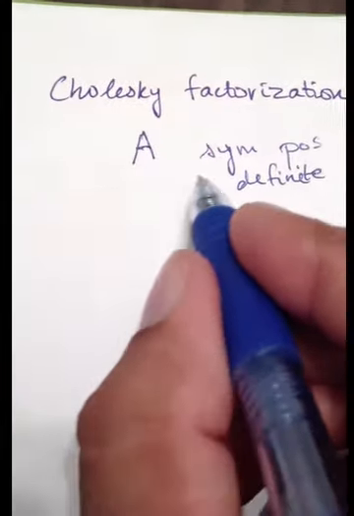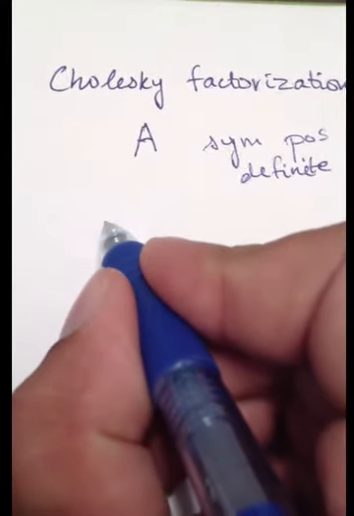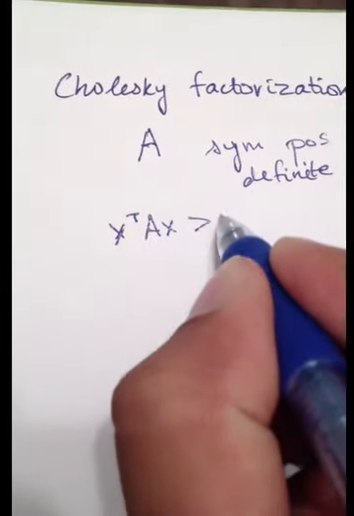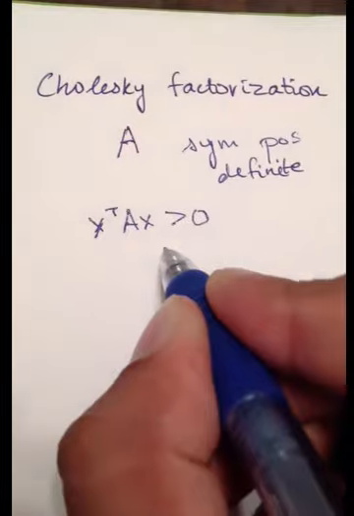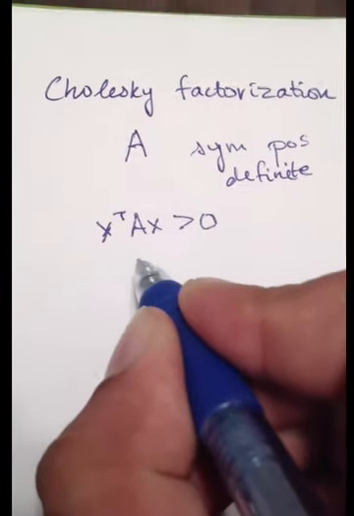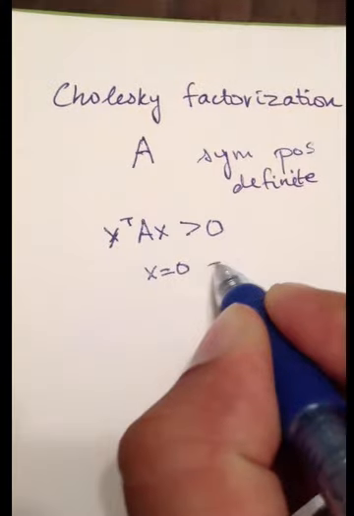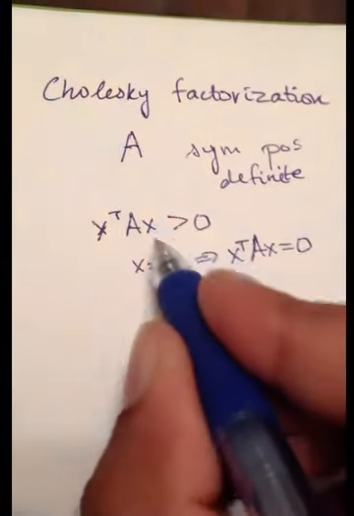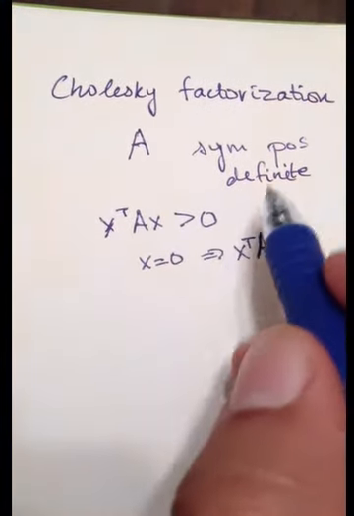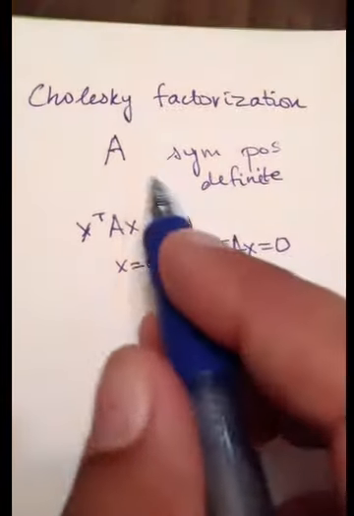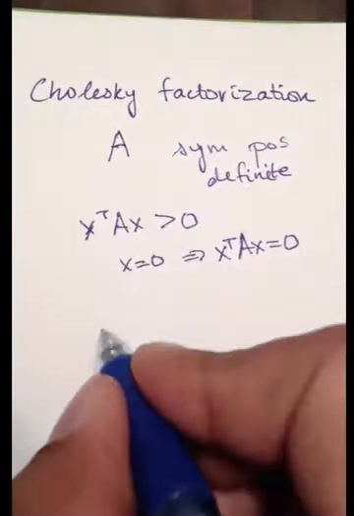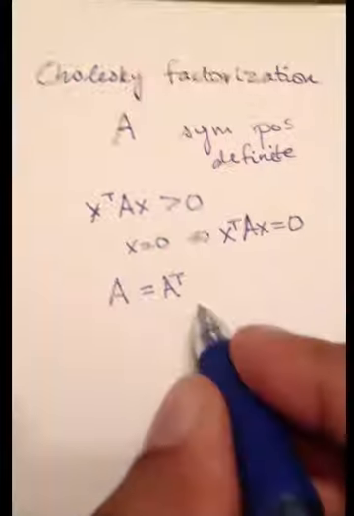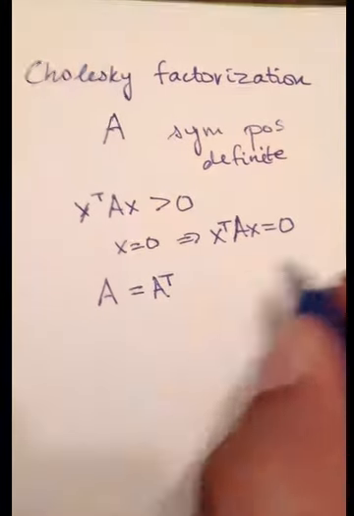Well, hopefully you understand symmetry, which is that A transpose is equal to A. And positive definite basically means that for any x other than 0, x transpose A x will be greater than 0, and for x equal to 0, x transpose A x will be 0. Now, if instead of greater than 0, it was greater than or equal to 0, then it would be a semi-positive definite matrix. That is, x transpose A x is greater than or equal to 0.